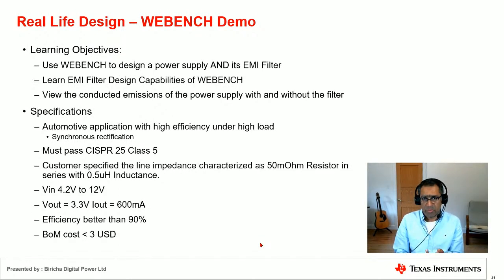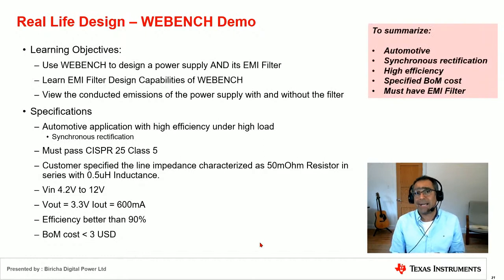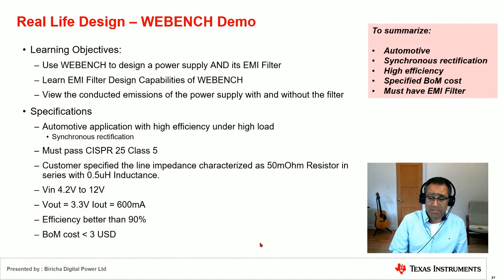and output voltage is going to be 3.3 volts, 600 milliamps, with an efficiency of better than 90% and a total BOM cost of less than $3. So you see, that can immediately narrow down our design as to what we can and cannot select. So to summarize, it's automotive, needs to have synchronous rectification, high efficiency, specified BOM cost this time, and now we must add the EMI filter in order to pass CISPR 25 Class 5. Let's see how we can use WEBENCH in order to design the power supply and the filter.